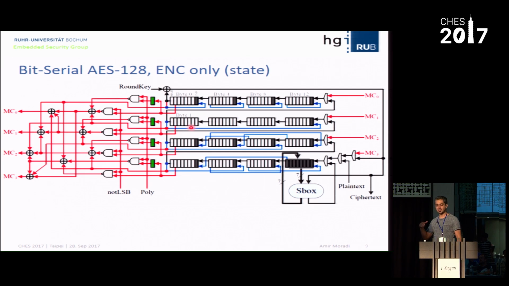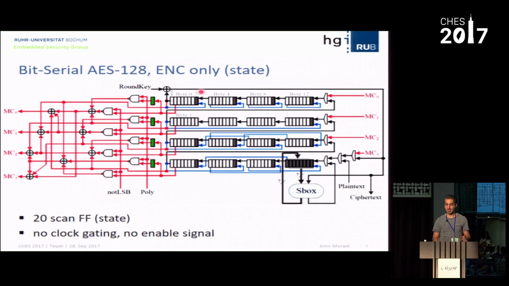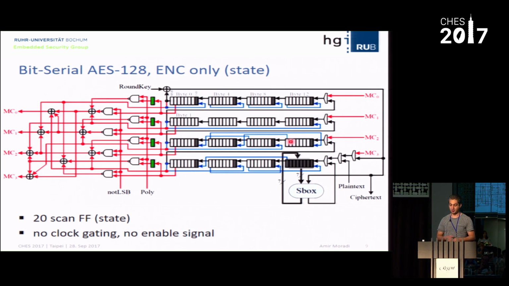Here is the bit-serial architecture of the AES-128, with encryption-only functionality. This is a bit hard to understand at the start, but what I need to explain is that we have only 20 scan flip-flops, only those that are dark gray here. The S-box works here, as I explained. What is important is that there is no clock gating and no enable signal. It means that all the time, without any control, all these flops are just clocked and shifting. Those that are white are just shifting to the left, no control at all.